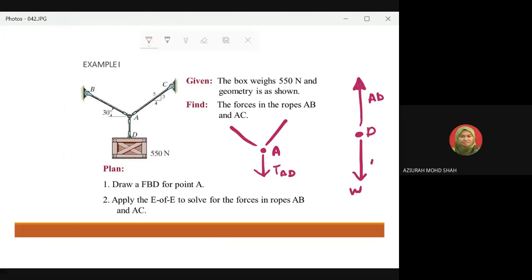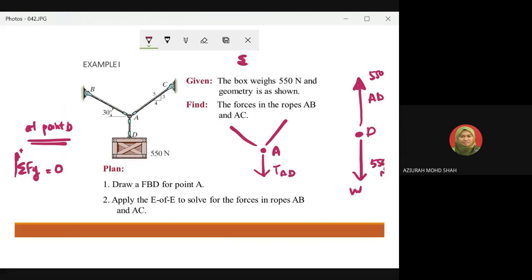You see, this is 550 Newton. This is also 550 Newton. So when you write the summation at point D, summation of Fy. Why do we say Fy? Because this is straightforward. We know that normally we say the vertical one is the Y component, that is for the Y axis. The arrow that is plus, equal to 0.